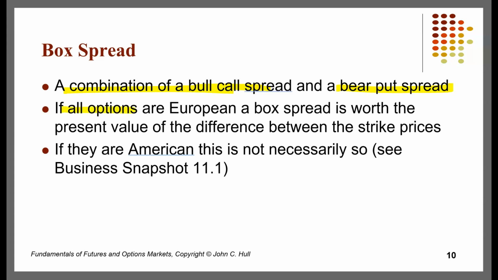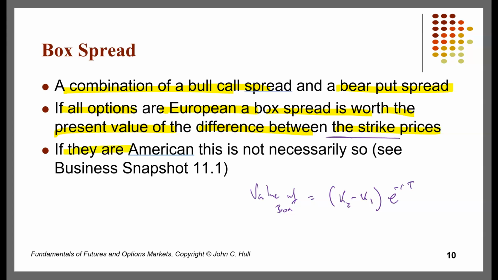If all the options are European, a box spread is worth the present value of the difference between the strike prices. And that's essentially what we said there when we said that the value of the box is equal to the strike price 2 minus strike price 1, and then we take the present value of that. That is what we have here.